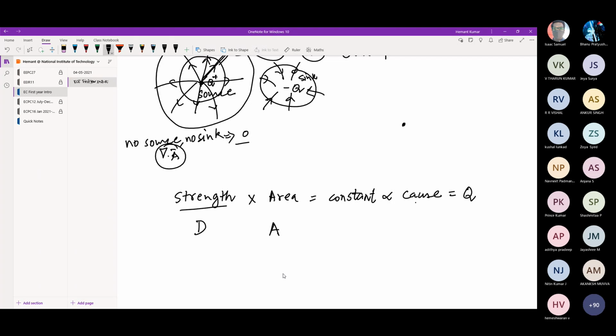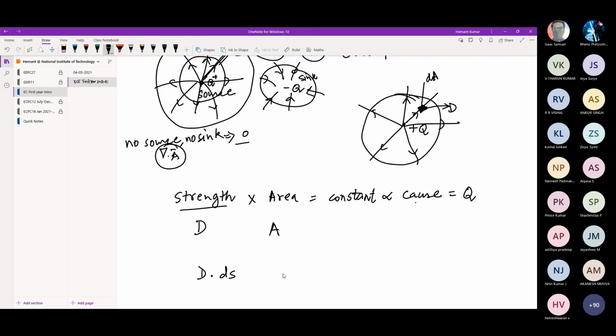Okay, so if you have this charge plus Q, the electric flux will be an outward flow like this. I'm taking a sphere, and on the sphere I am taking one small surface, and I am checking how much flux is coming out of this surface. Suppose this surface is a small area, and the electric flux density at this particular point is D, then D dot ds will represent the small amount of flux coming out of this.